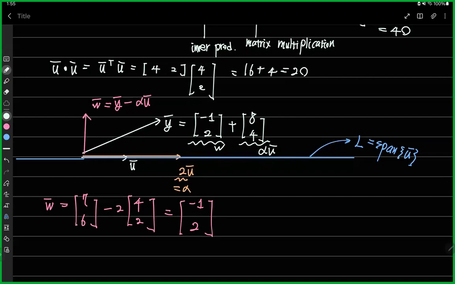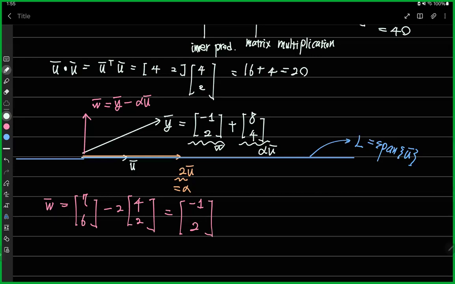So I expressed the vector y as a sum of two vectors, one in span u, and one orthogonal to vector u. This is the w. Please refer to the figure in the textbook for this one.